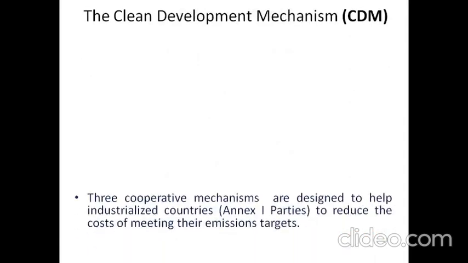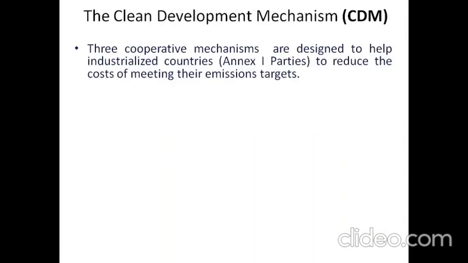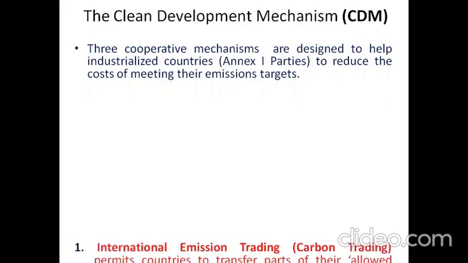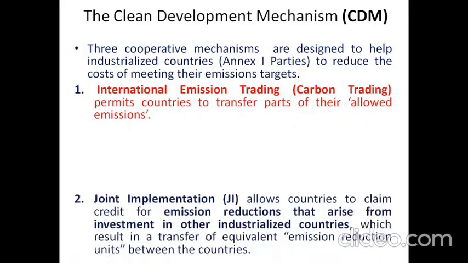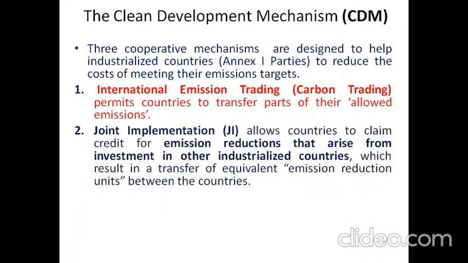Clean Development Mechanism. Three cooperative mechanisms are designed to help industrialized countries, that is Annex I countries, to reduce the cost of meeting their emission targets. First, international emission trading, that is carbon trading. Joint implementation allows countries to claim credit for emission reductions that arise from investment in other industrialized countries, which result in a transfer of equivalent emission reduction units between the countries.